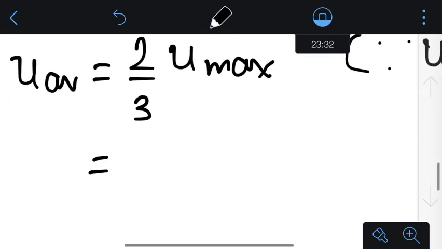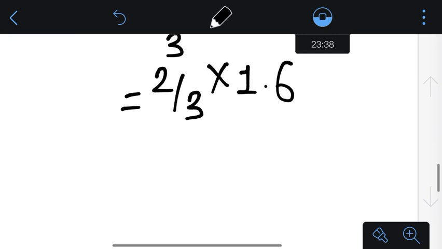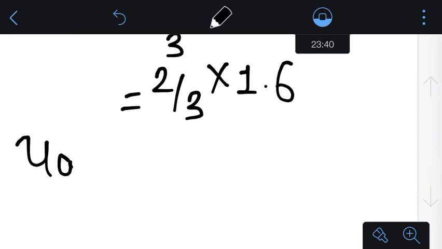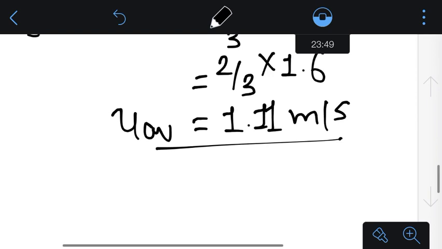Now we have been given this u max. So u max we have been given as 1.6. So if you calculate this, you will get your answer: u average here is equal to 1.11 meter per second, right? So this is the value of average velocity.